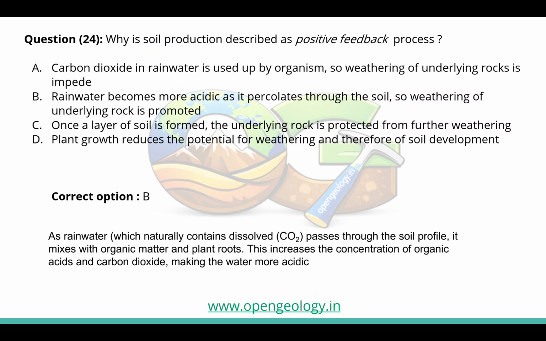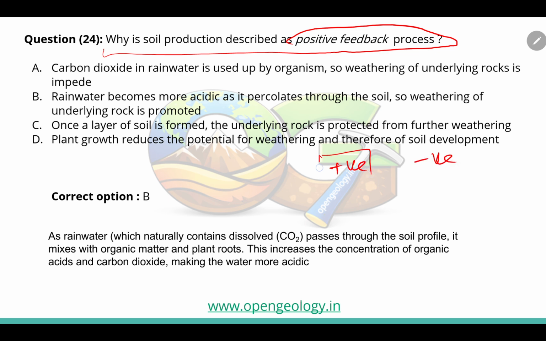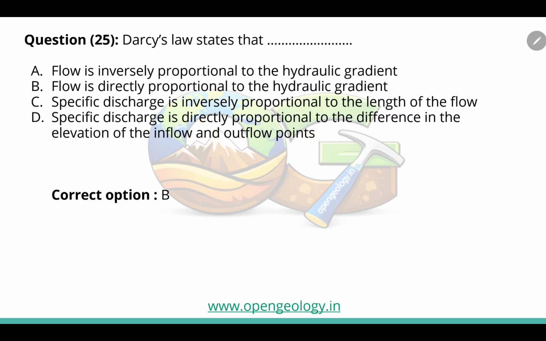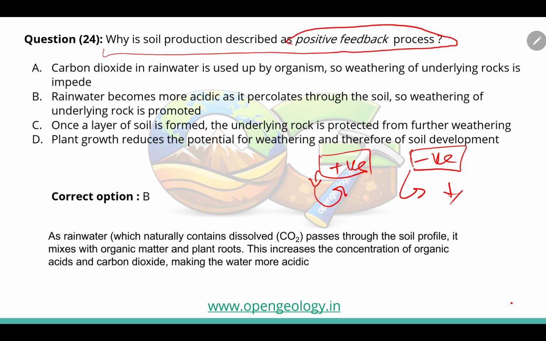Another question is, why is soil production described as a positive feedback process? Now if you remember, there are two types of feedbacks, positive feedback and negative feedback. Positive means whatever is done, it will increase further. Negative means whatever is done, it will decrease further. Let's see this with the example of the soil production feedback process.